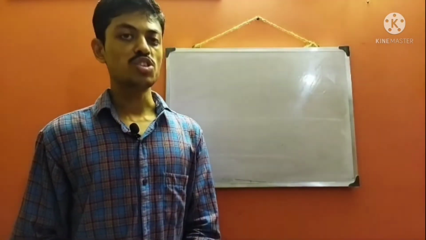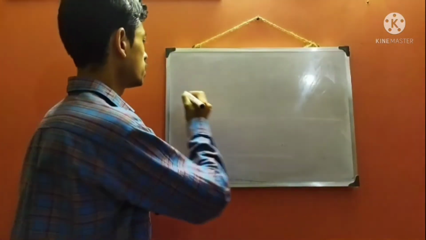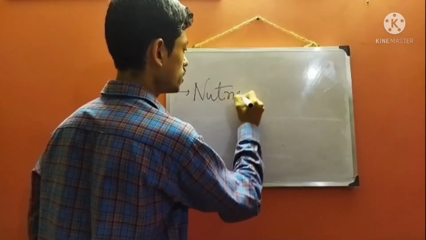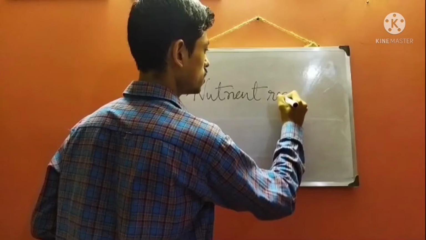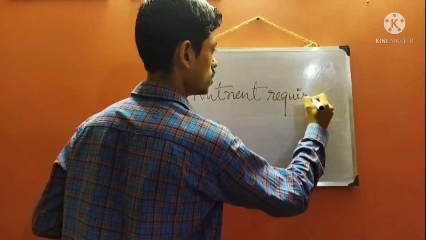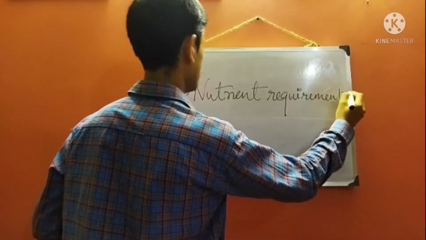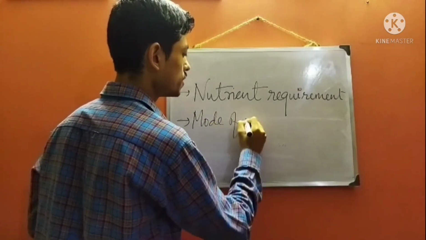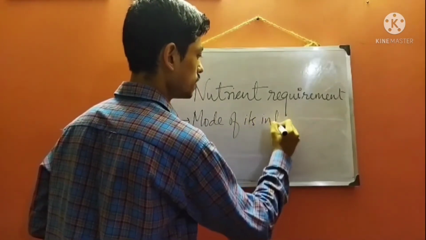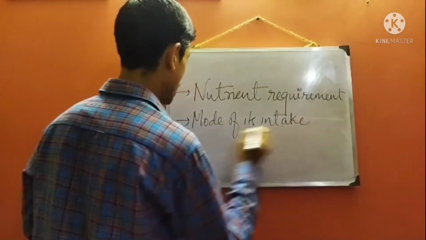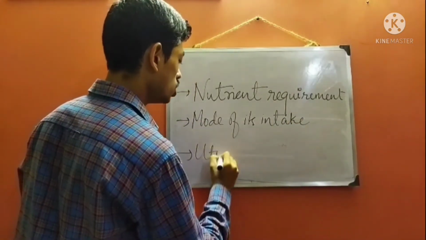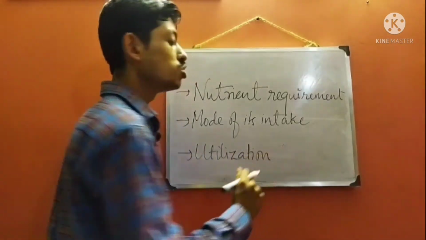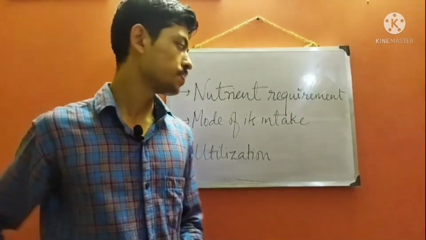The animal nutrition involves nutrient requirement, mode of its intake, and finally utilization of the nutrients in the body.